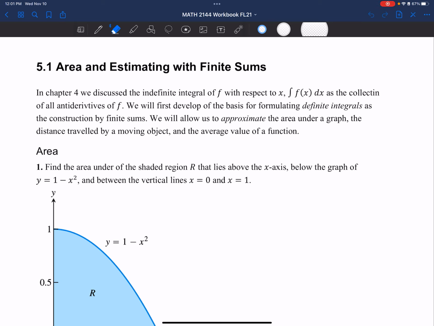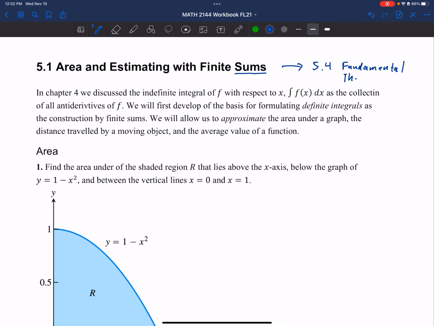All right, so section 5.1 is on area and estimating with finite sums. Remember, I made the joke last time, sums, we're literally just going to be adding in this lesson. But ultimately, what we're working towards is section 5.4, which is on the fundamental theorem of calculus. And that's typically where Calculus 1 stops.